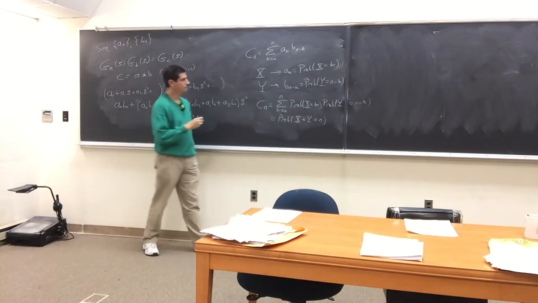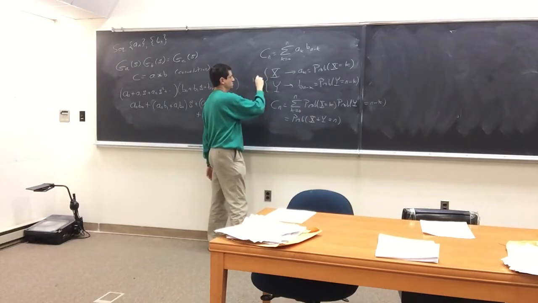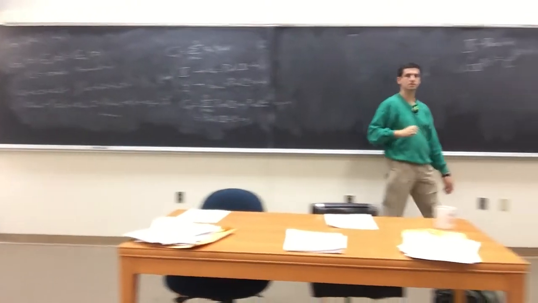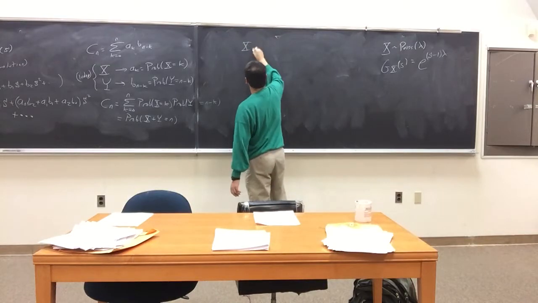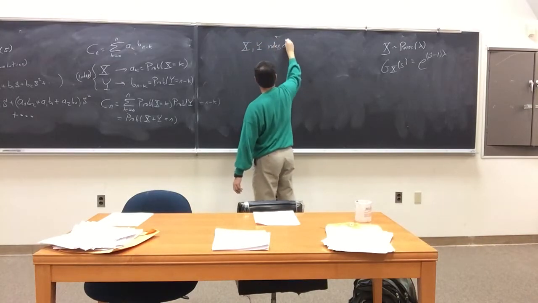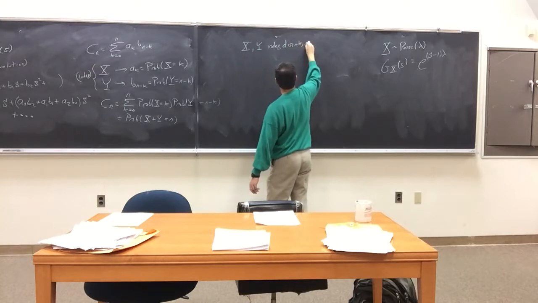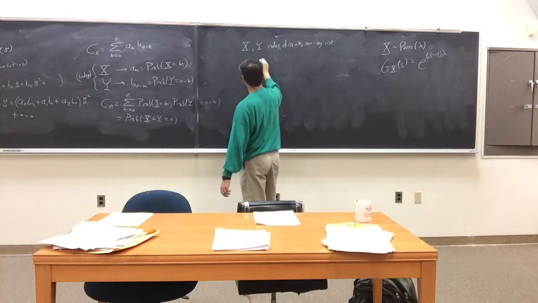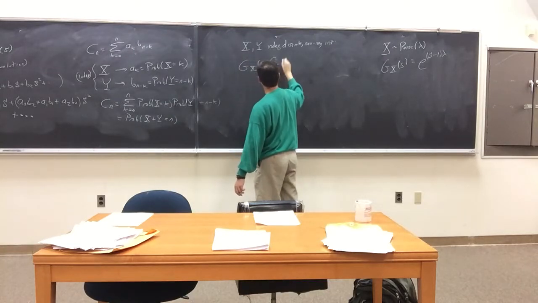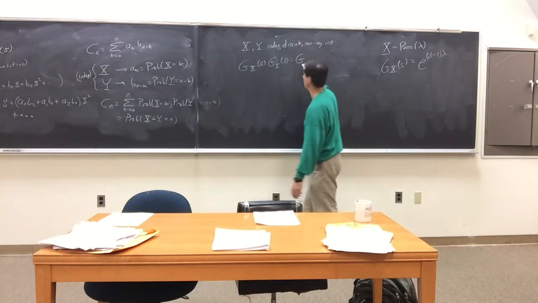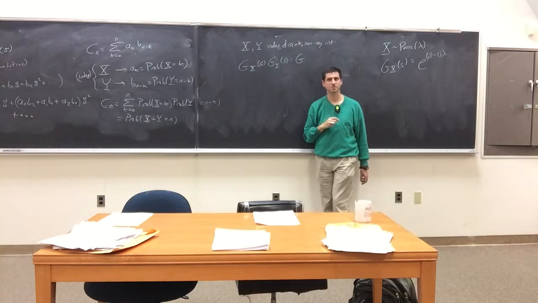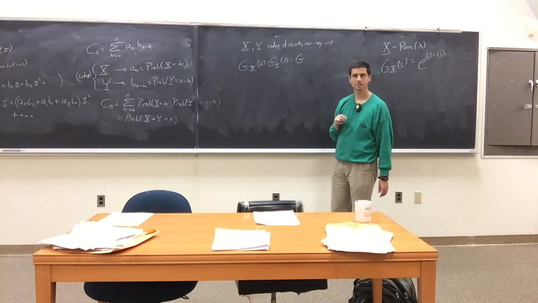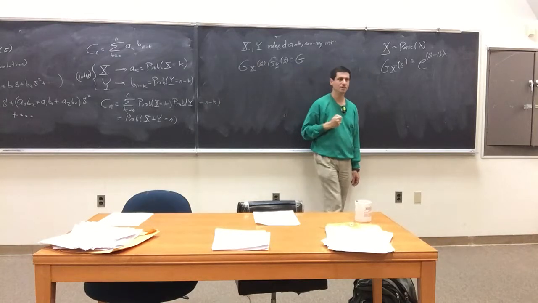So if x and y are independent, and we'll always be looking at independent random variables, we have the following wonderful fact. X, y independent, discrete, non-negative integer, then g of x of s times g y of s is equal to g what? What's the subscript? X plus y.